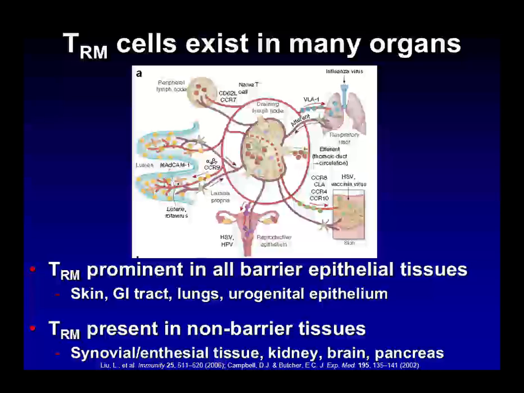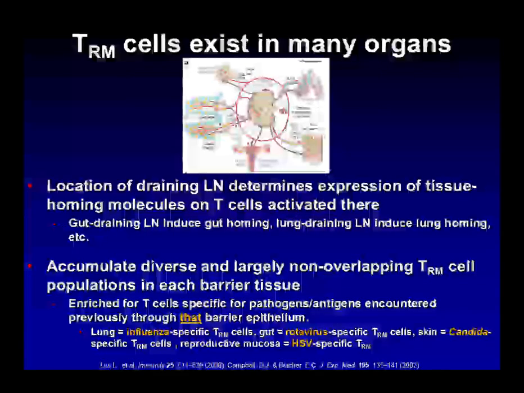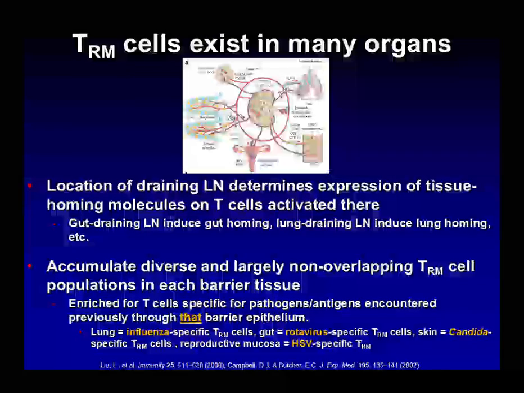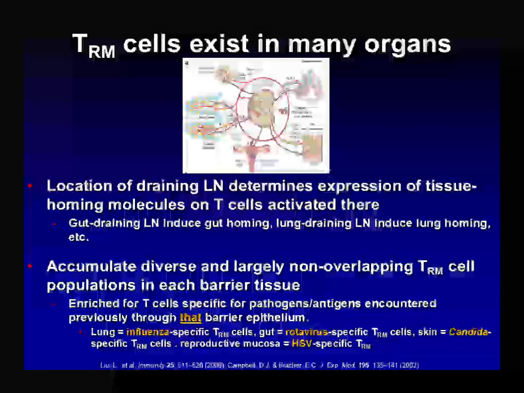And in fact, Dr. Husney showed you that very nice diagram of the immunopathogenesis of psoriatic arthritis and mentioned resident T cells in enthesial areas. They've also been shown to be present in the kidney and the brain. And as in the skin, it appears that the location of the draining lymph node where the naive T cell is activated is what is critical in determining where resident memory T cells will eventually live.